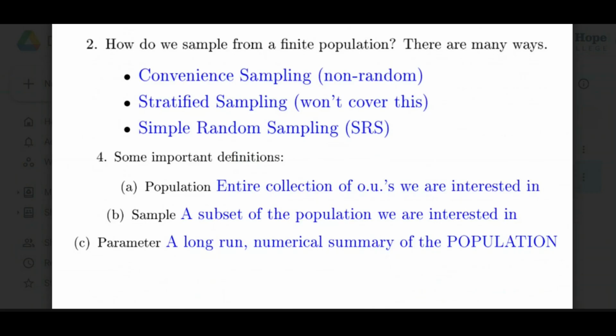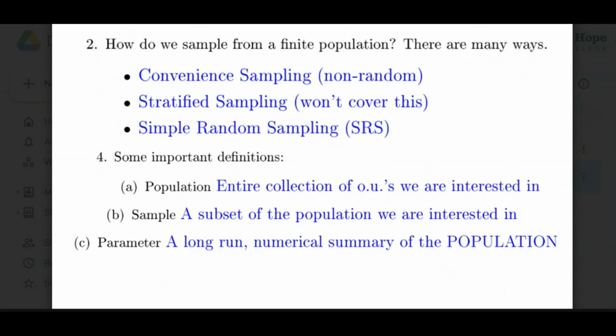And so far, how many parameters have I introduced? I've introduced 2. What was the first parameter I introduced to you? What number was it? A long run? Yes, pi. Good, you gave me the symbol. And what's pi? It's a long run proportion. Was there another parameter we introduced last week? This one starts with an M. It's a long run mean.